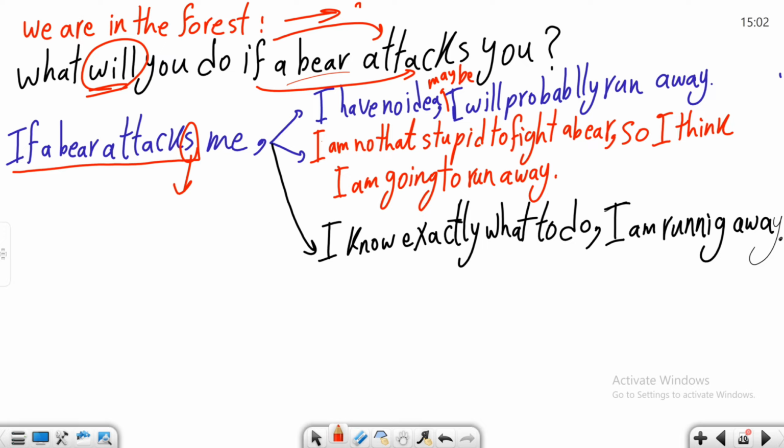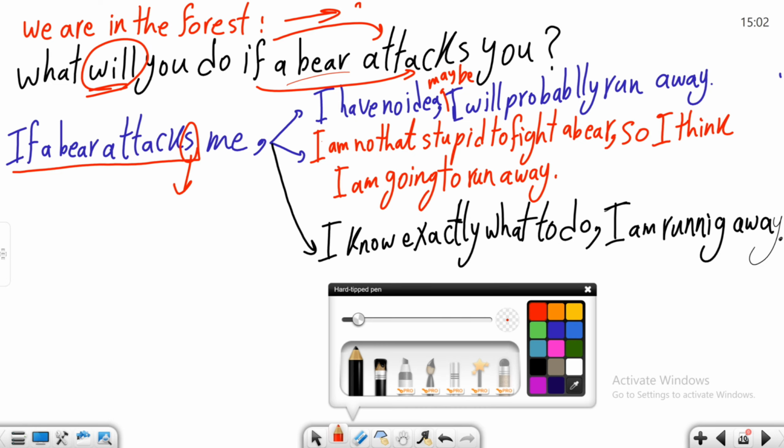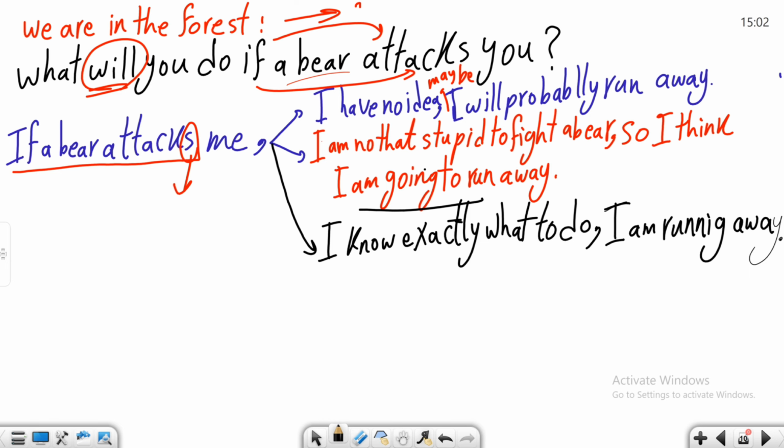In here, my friends, if a bear attacks me, I am not that stupid to fight a bear. I'm giving you a reason. I am not stupid to fight a bear, so I think I am going to run away. So I am going to run away is a logical reason that I am not stupid. So I'm giving you a reason for future action.